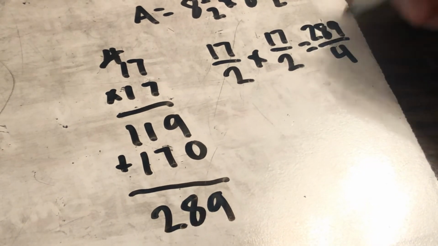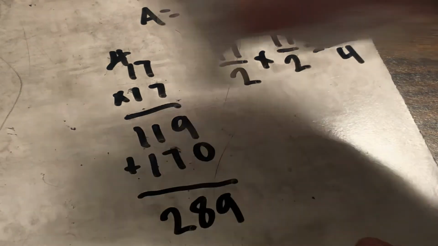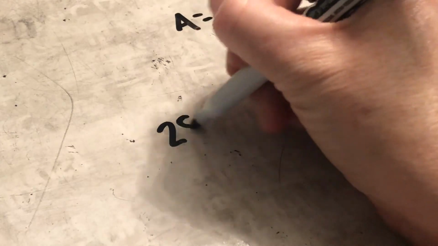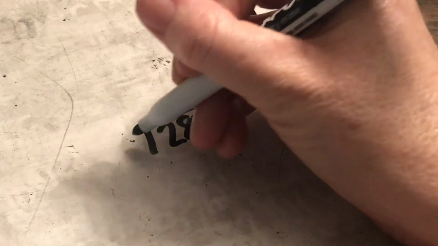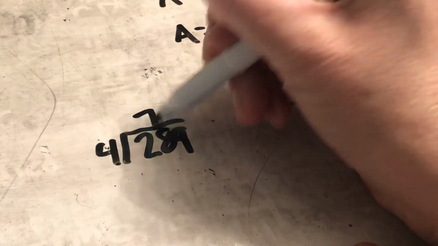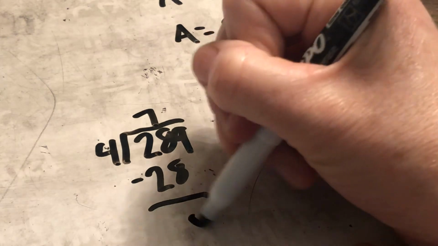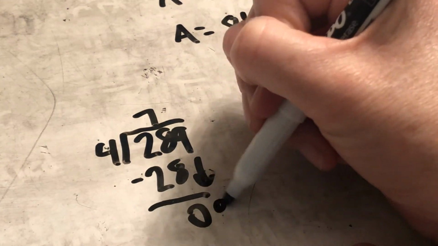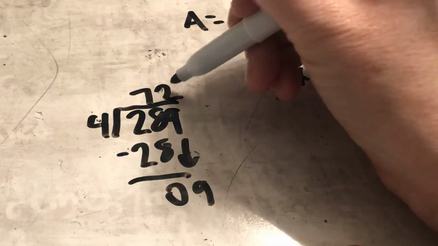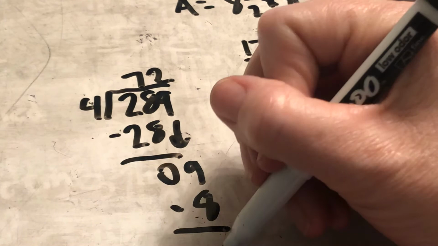Well, I can't leave it like that. That would be an improper fraction. So I'm going to do inside, outside. I'm going to erase this so you can see my inside, outside. 4 can go into 28 7 times. 7 times 4 is 28. I'm going to subtract. I'm going to bring down. 4 can go into 9 2 times. 2 times 4 is 8. I'm going to subtract. 9 minus 8 is 1.